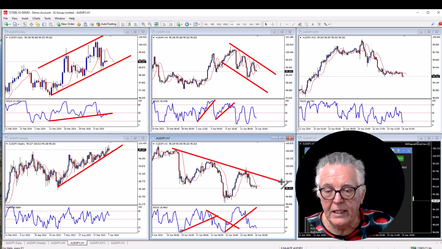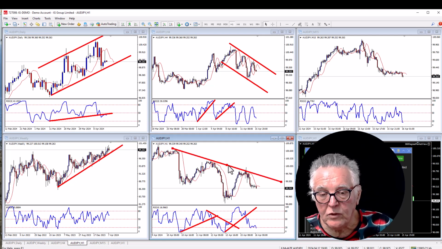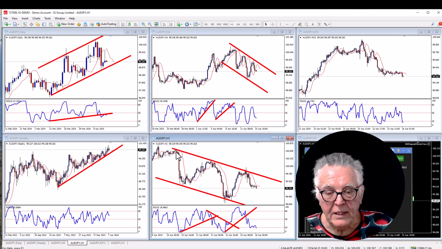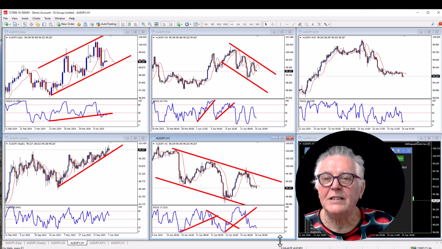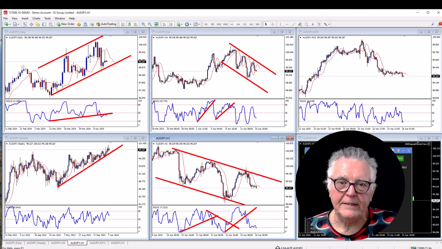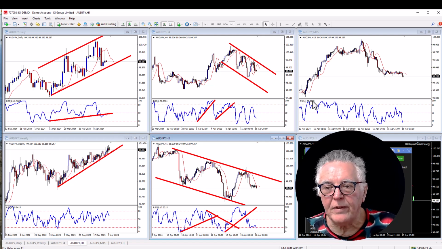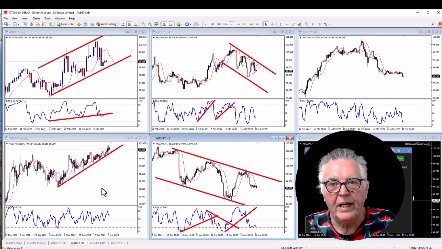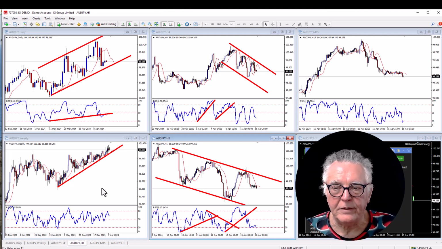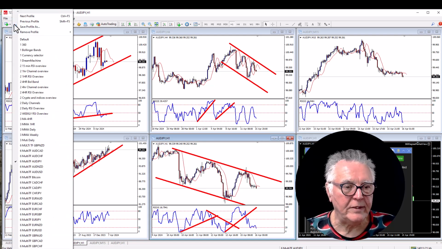Here's an element of support in these ones. You can see that bounce that was identified there was also a channel bounce. That one identified there was also a channel bounce, and that one identified there. So there's an overlap in the techniques. But this is just another dimension that I look at. I look at the currency from a multi-time frame perspective. Then we look at the relative strength chart.